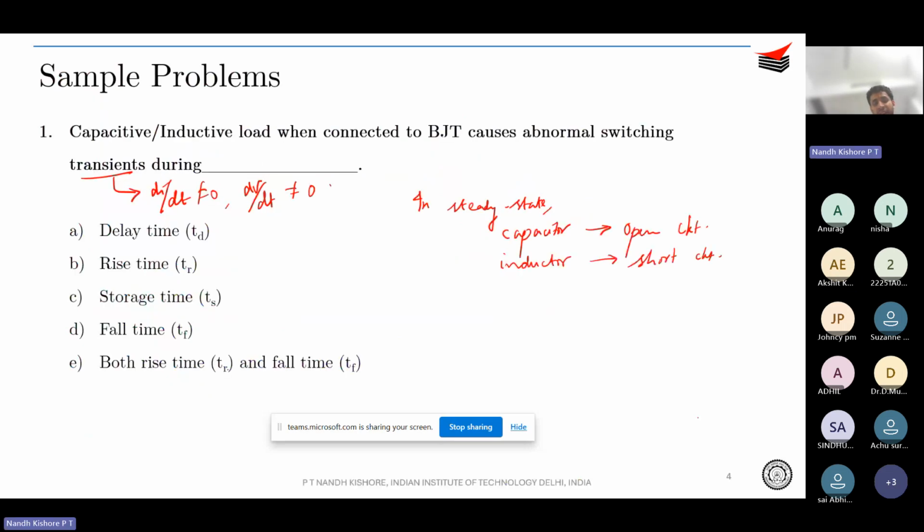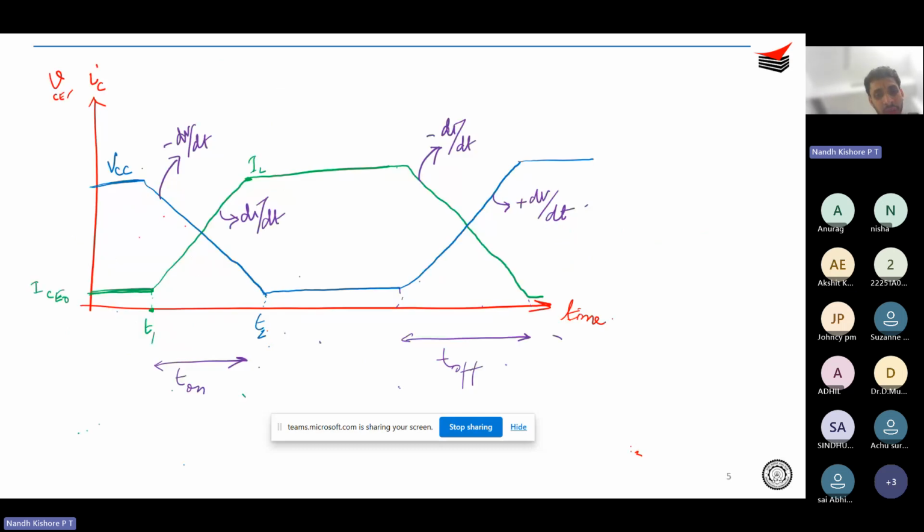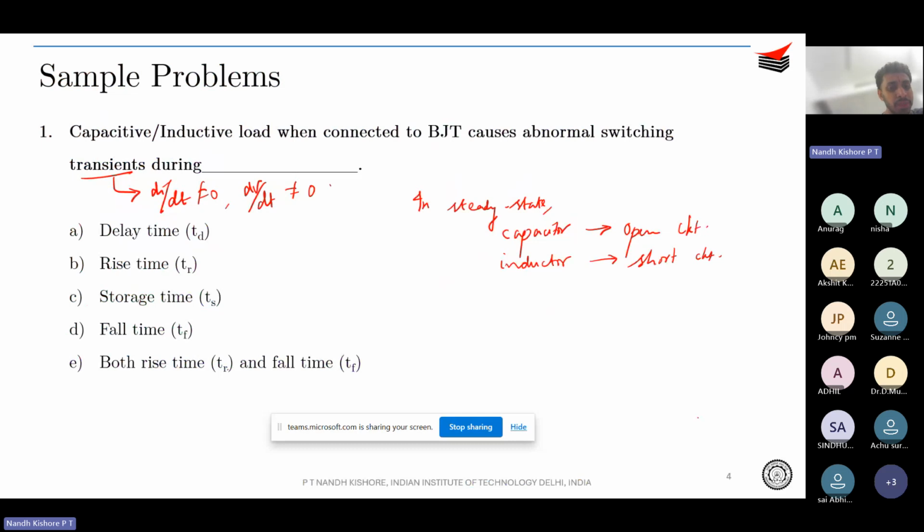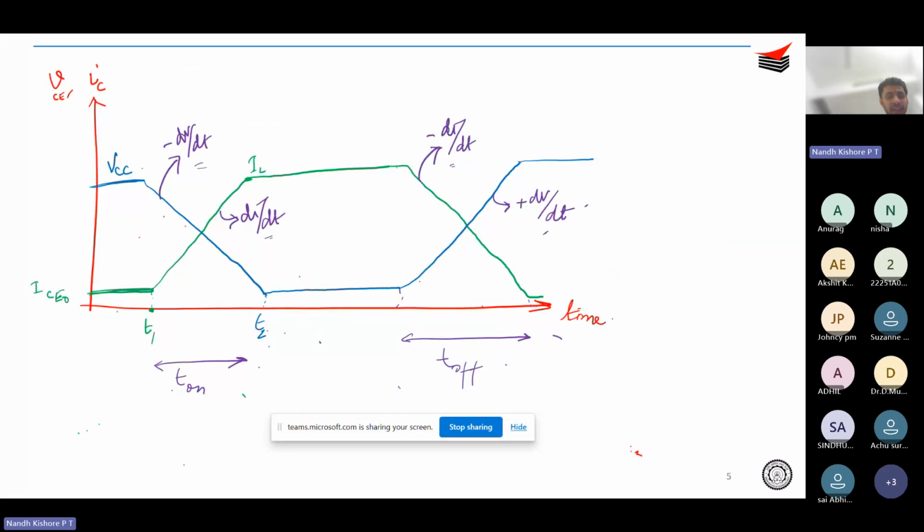In case you have a capacitive and inductive load, what would happen? These capacitive and inductive loads would come into play and they are going to affect your values of dIdt or dVdt, right? So during turn on and turn off, capacitive and inductive loads are going to come into play. During the current rise time, or you may call it on time as well, and during the current fall time, you see that capacitive and inductive loads are going to cause abnormal switching transients. So this is kind of an idealized waveform.